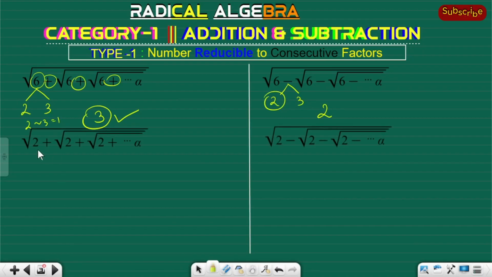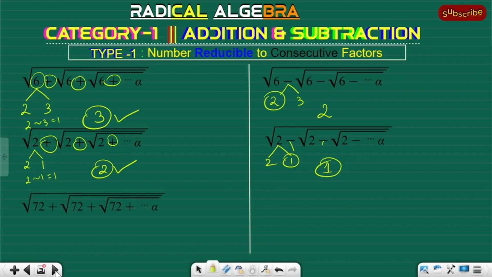Let's see another example. 2 can be broken down into 2 and 1. 2 minus 1 is 1. Here it is positive, so the answer is 2. In this case, 2 and 1, here it is negative, so the smaller one is 1, so 1 is the answer. Next, 72: 8 nines are 72, right? Here it is positive, so 9 would be the answer. What about this? It is negative, right? 8 nines are 72, so here 8 is the answer.